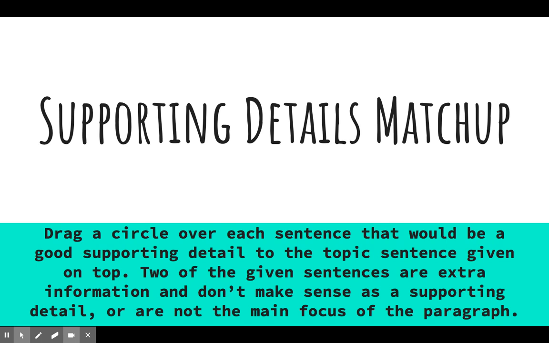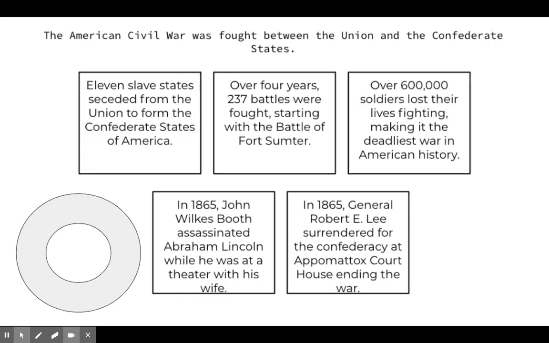So what sentences in the boxes below are actually working together to help support the topic sentence up above, or to explain the topic sentence, or to prove that it's right. Okay, so I will show you.